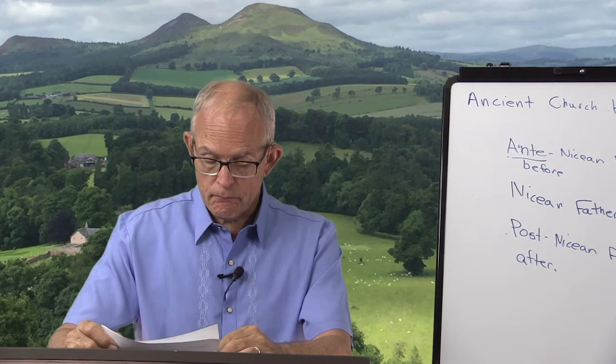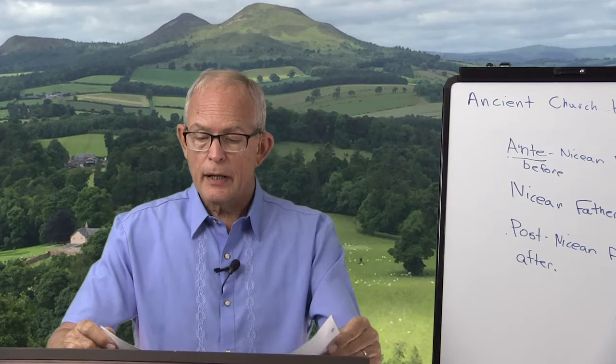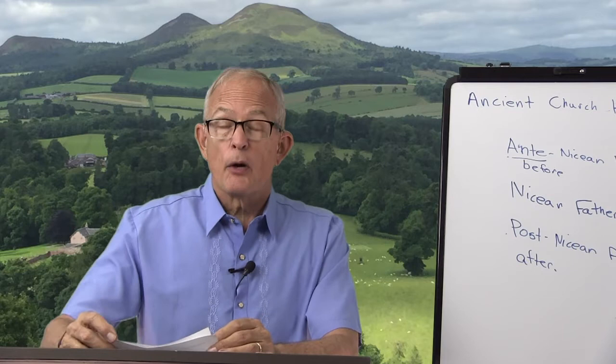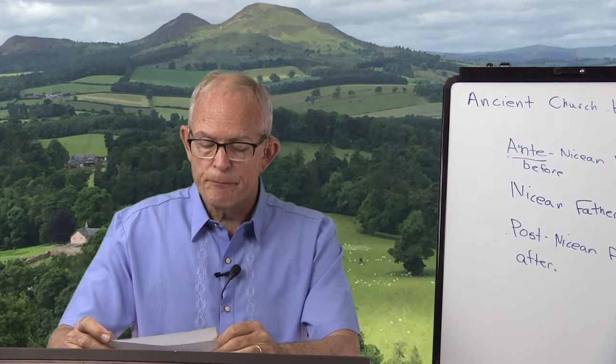There was Clement of Alexandria, which would be in northeast Egypt. He was part of the famous school there, and he taught many, was highly influential. There was Clement's successor in Alexandria, Origen. He wrote books on apologetics, systematic theology, and commentaries.